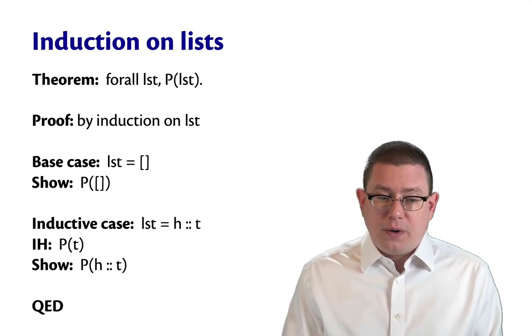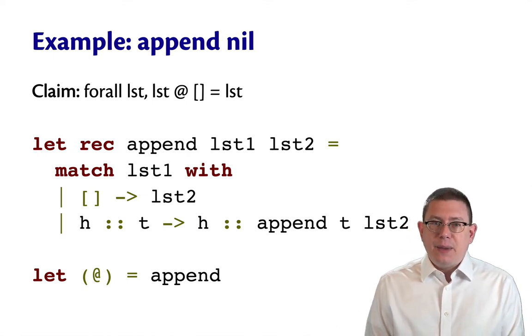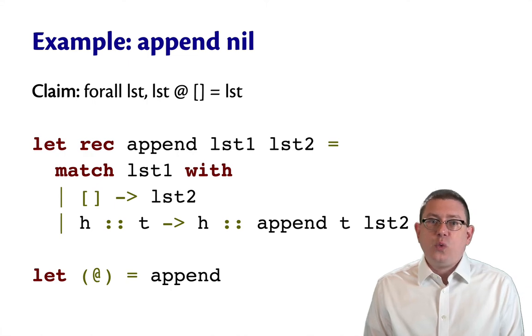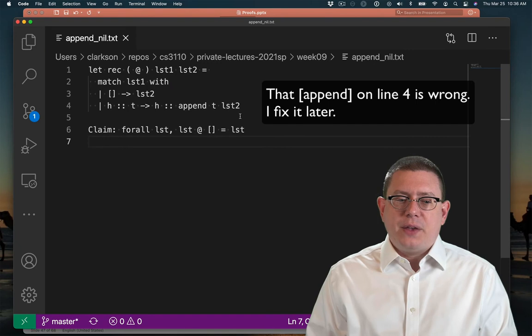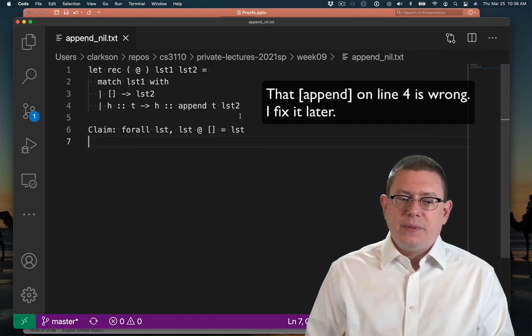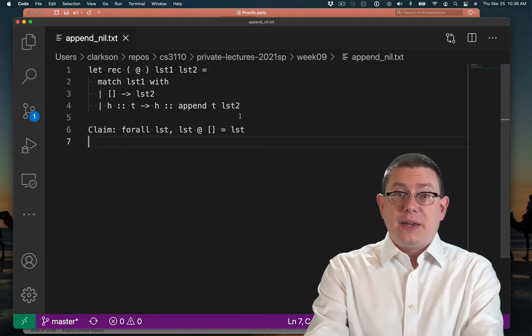Let's put that to work. Let's prove that if you append the empty list, you get the original list back. To get us started, I've put that source code for append in here as an operator, and I've also stated the claim that we want to prove. All right, we're going to do this by induction.